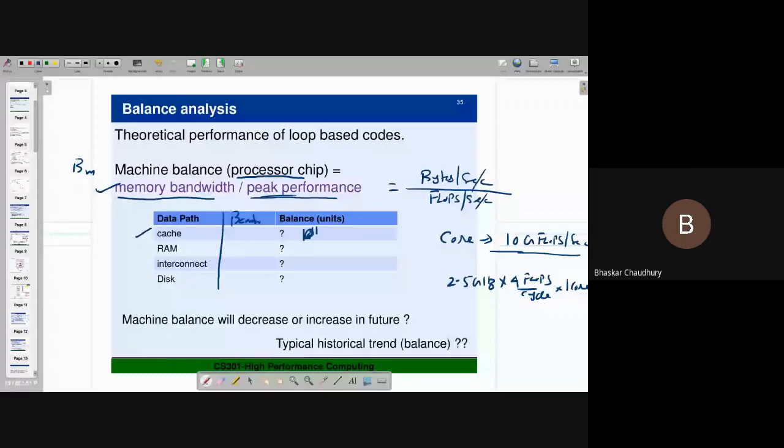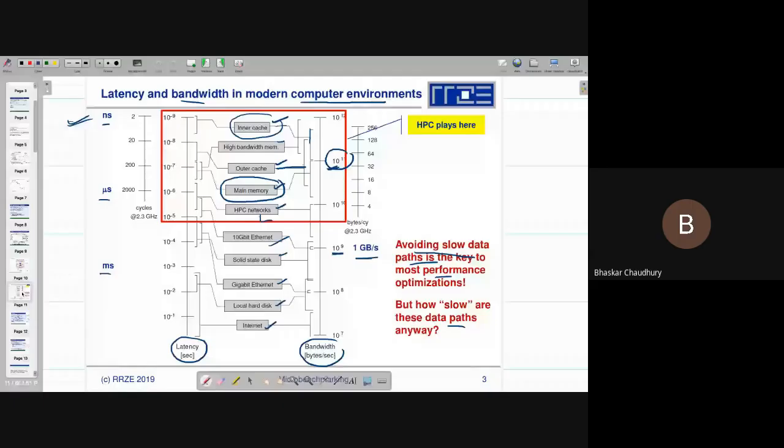Now, if I go to the RAM, what should I write? 8 GB or something. No. The unit of bandwidth is... 10 to the power 10 maybe. Yes, 10 to the power 10. If you look into the memory, that is this line actually. So this almost stretches down to 10 to the power 10, and the unit is gigabytes per second.